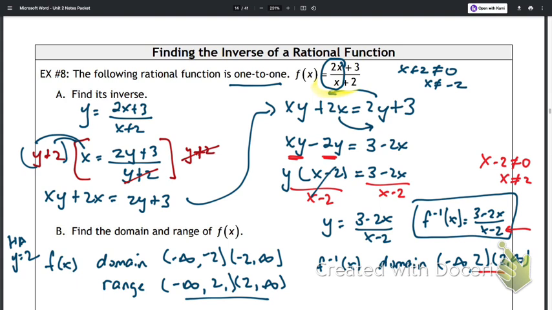My range should be the domain of my original. So my range should be negative infinity to negative 2, and then negative 2 to infinity. And if you look over here at your inverse function, you've got this -2 and this -2x and this x. Those are what are going to determine my horizontal asymptote. My horizontal asymptote will be at y equals -2. So that's why that's being excluded on that range right there.